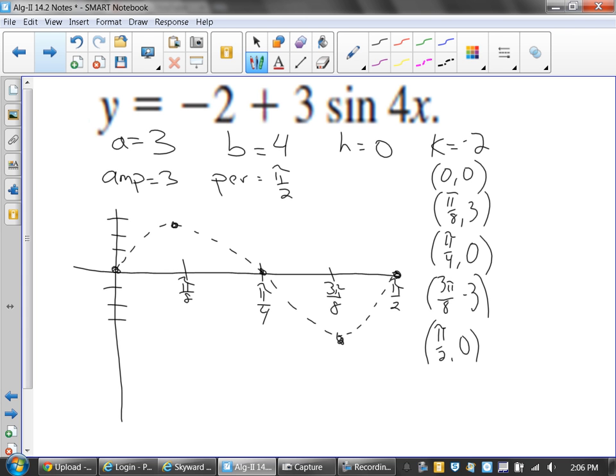Now, from here, which value do I have to add to? The x value or the y value? Why do I add to the y? Okay. Right. Everybody agree? So to all of those points in the y column, or the y coordinates, what do? Subtract 2. So your new set of points become 0, negative 2, pi over 8, 1, pi over 4, negative 2, 3 pi over 8.